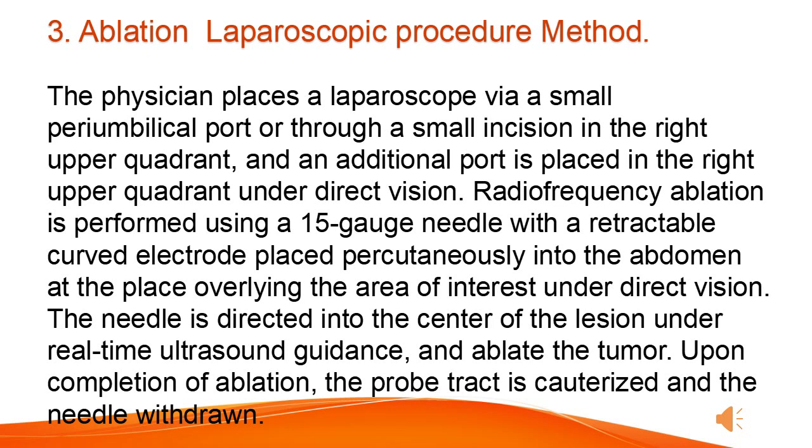Ablation laparoscopic procedure method. The physician places a laparoscope via a small peri-umbilical port or through a small incision in the right upper quadrant, and an additional port is placed in the right upper quadrant under direct vision. Radiofrequency ablation is performed using a 15-gauge needle with a retractable curved electrode placed percutaneously into the abdomen at the place overlying the area of interest under direct vision.